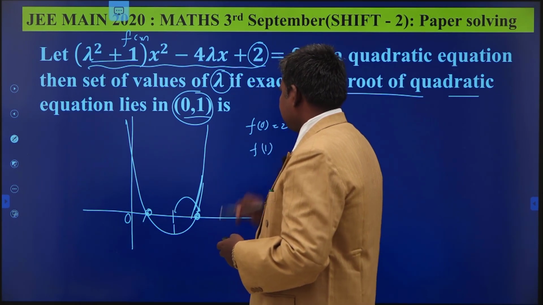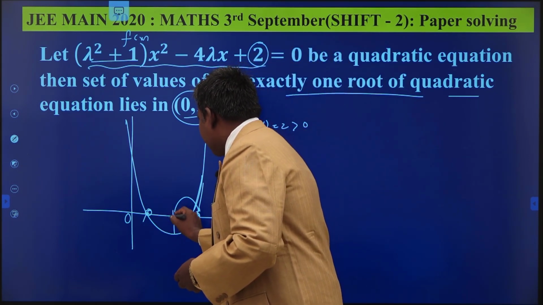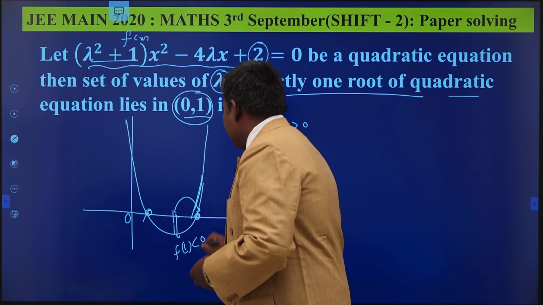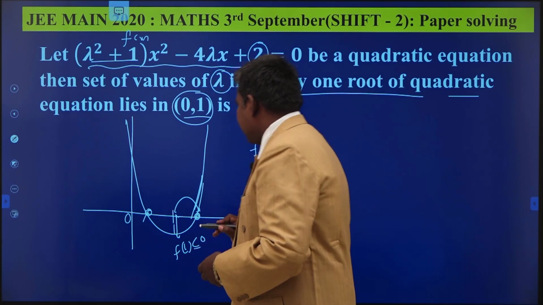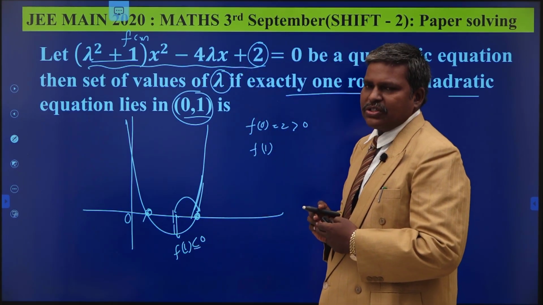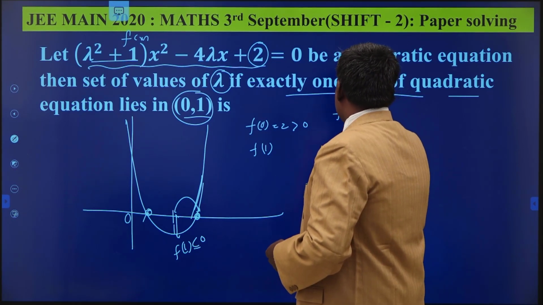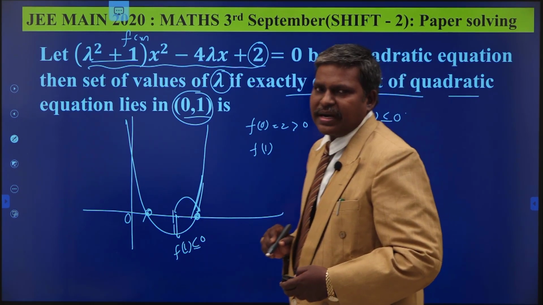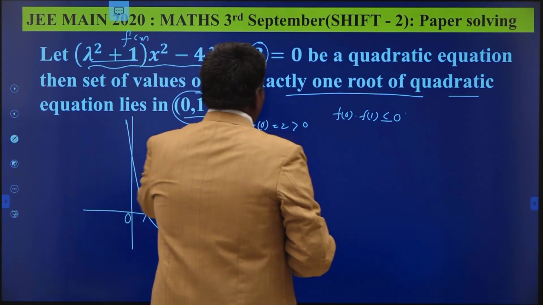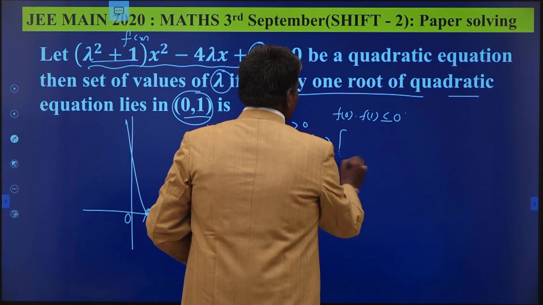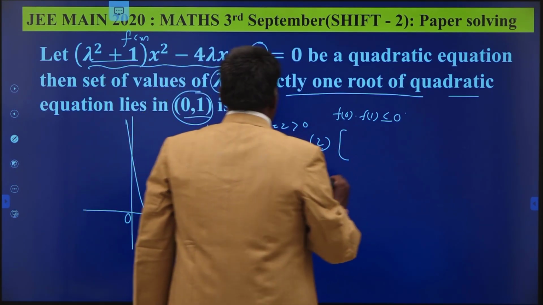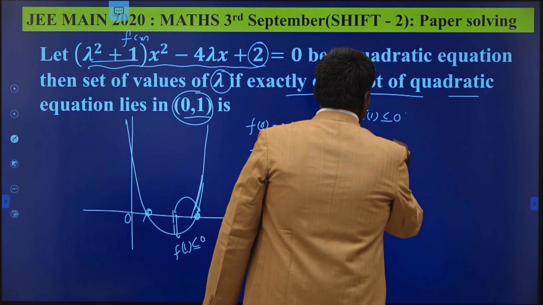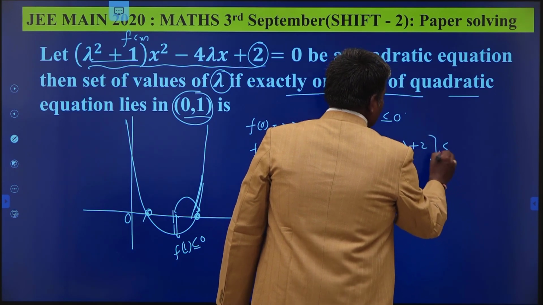F of 1, see here, f of 1 is what? It is below the x-axis, that is f of 1 should be negative. This may be 0 also, that is f of 1 less than or equal to 0. Therefore, f of 0 into f of 1 is less than or equal to 0 from this condition. F of 0 we already obtained as 2. 2 into f of 1, substitute here: lambda square plus 1 minus 4 lambda plus 2 is less than or equal to 0.